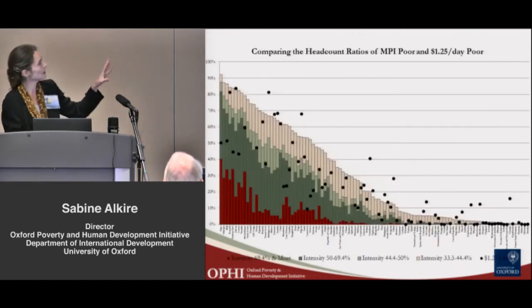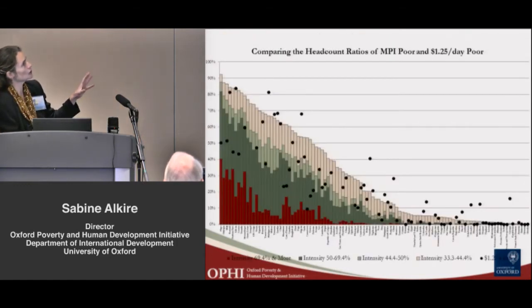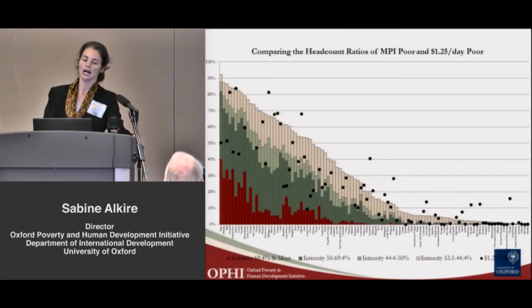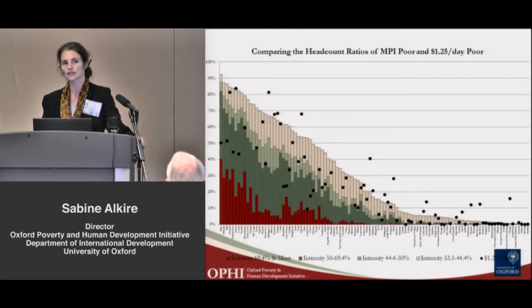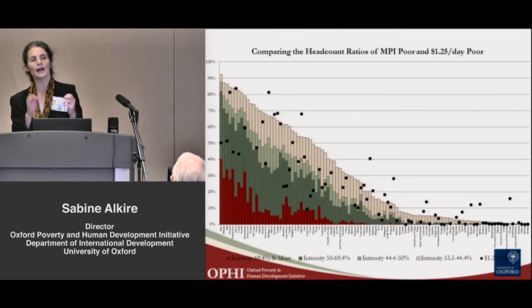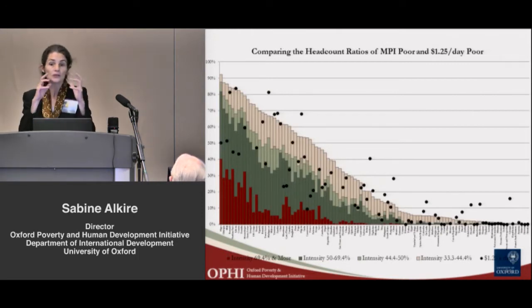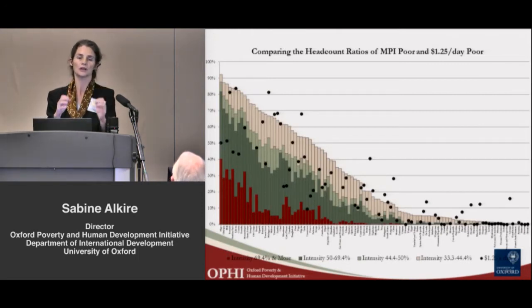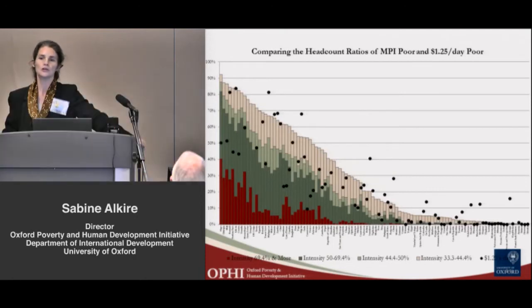And as James already mentioned, we don't have $1.25 a day poverty from data within 3 years of the MPI for many countries, but we do for just over 70 countries. And we can compare the head count, so the percentage of people who are multidimensionally poor, and the percentage of people who are $1.25 a day poor. And I'll show some changes over time.